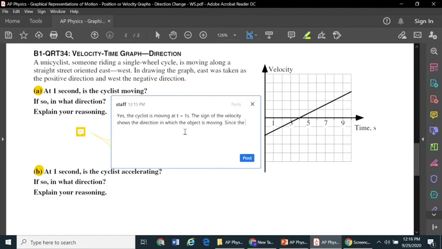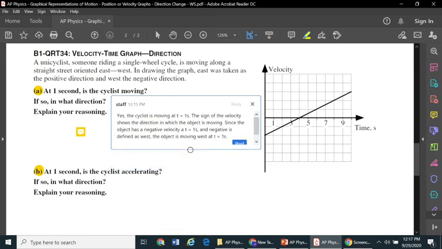So we'll say here, since the object has a negative velocity at time t equals 1 second, and negative is defined as west, the object is moving west at t equals 1 second. And that's it. That one's pretty simple. So the cyclist is moving at 1 second. We can tell that because the velocity is not 0. And since the sign of the velocity shows the direction they're moving, since the velocity is negative and negative is west, they're moving west.